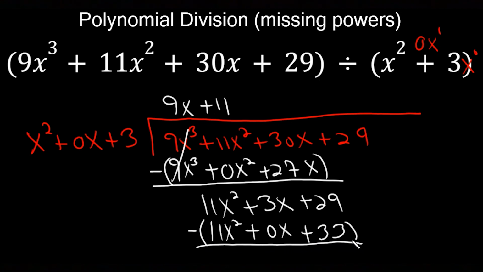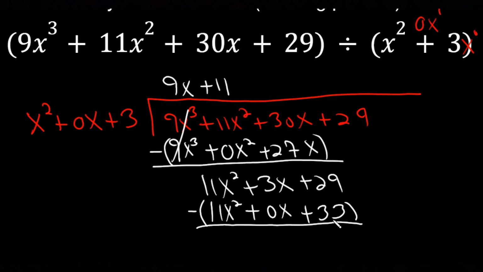All right, so let's go ahead and scroll down just a little bit. And this will cancel out right here. Then we get 3x minus a 0x. That will give us 3x. And then 29 minus 33, that would give us negative 4. So we get negative 4 here. So again, I have 2 terms right here. I don't have any more terms on my dividend to bring down. So I'm done. Because again, I need to have 3 terms in order to divide it again, because there are 3 terms on my divisor. So that's your confirmation that you're done, okay? That's going to be our remainder there, 3x minus 4.